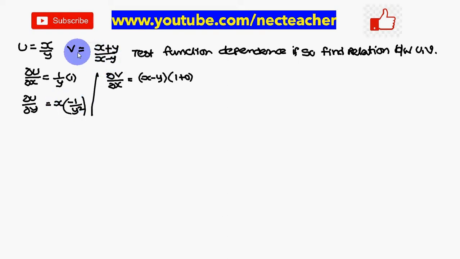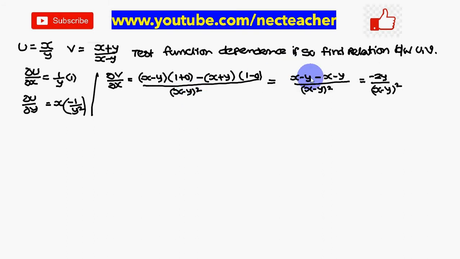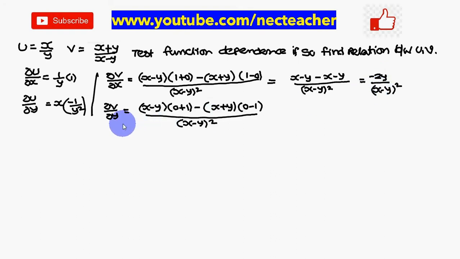Similarly, this v with respect to x, we have to follow the u by v model: denominator into numerator differentiation minus numerator into denominator differentiation, by the whole square, the denominator square. If you simplify this, you are going to get minus 2y by x minus y whole square. Similarly, dou v by dou y, with respect to y, x is a constant. So u by v formula I have applied, and you are left with 2x by x minus y whole square.